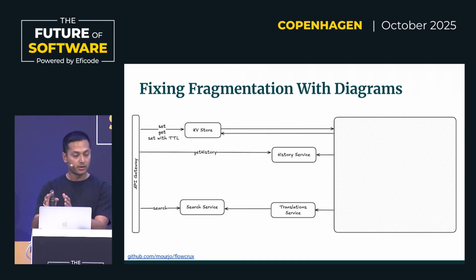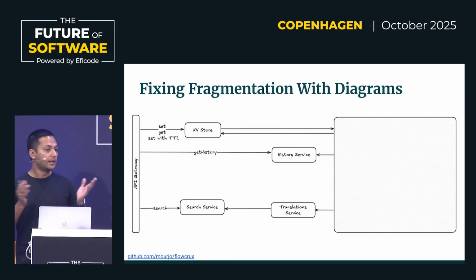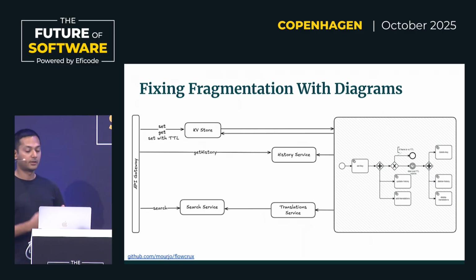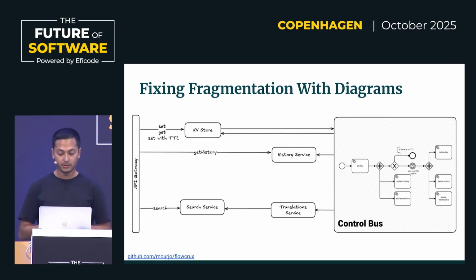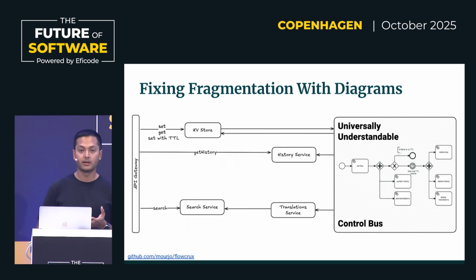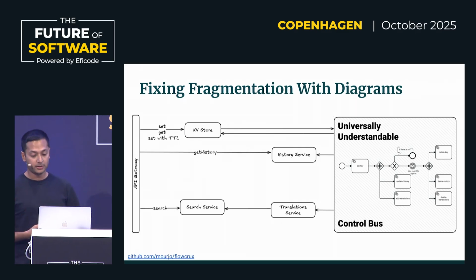And so far, I have not said what this black box could do, except that it supports timers. What if we put the diagram here itself? So the diagram that I explained to the new joinee is the same diagram that orchestrates these microservices, that tells this microservice that, hey, after setting the key, call the history service and the translation service in parallel. This black box, which I was calling the control bus, also becomes the universally understandable diagram. So the diagram stays in sync with the system. This diagram composes the system, and comes out of the box with composability patterns like parallel execution, conditional execution, and everything. And that really brings the whole thing together.